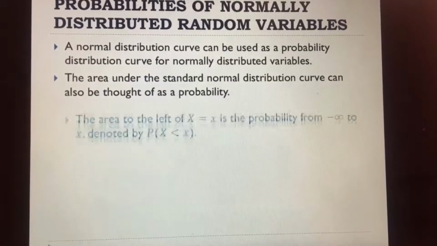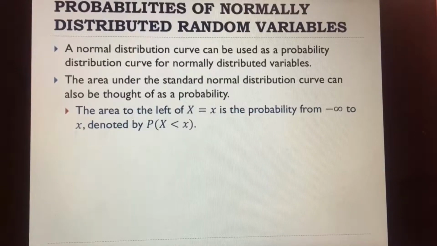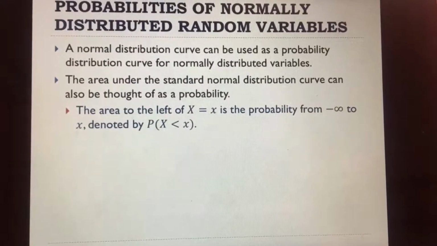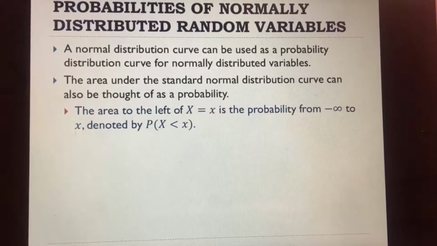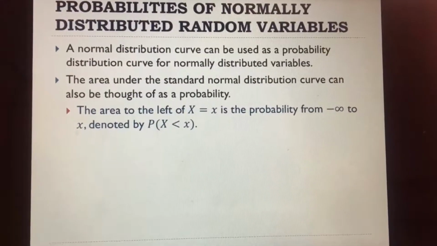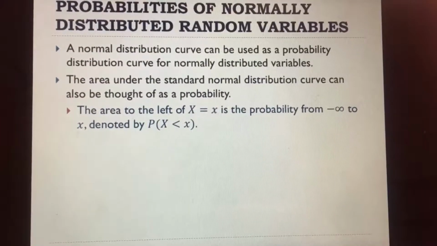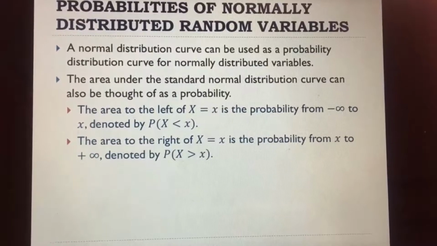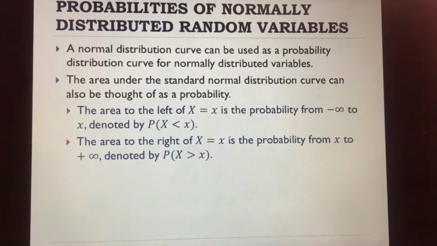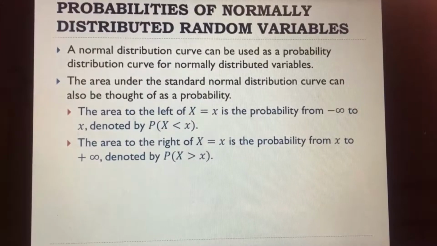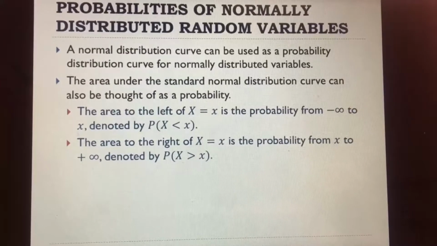The area to the left of random variable x, which is equal to small x, is the probability from negative infinity to x, denoted by the probability of random variable x less than small x. And the area to the right of small x is the probability from x to positive infinity, denoted by the probability of random variable x greater than small x.